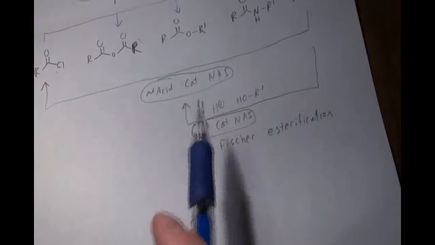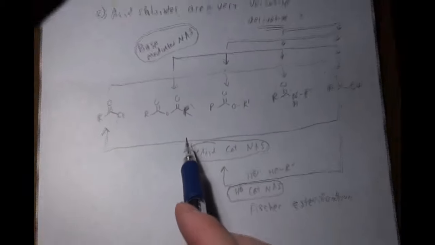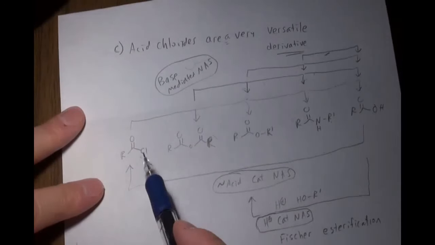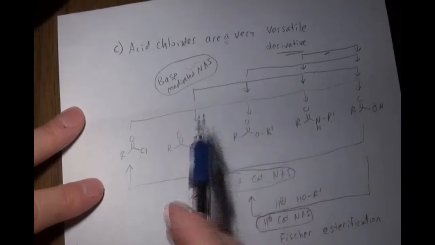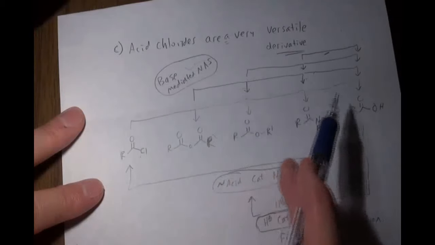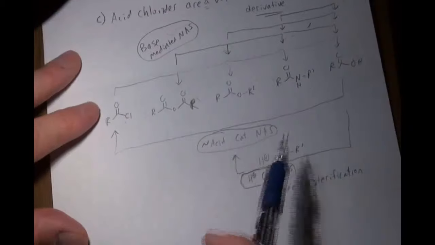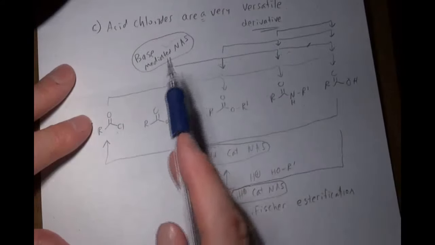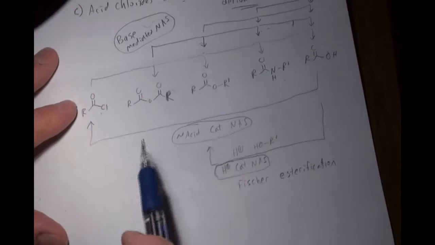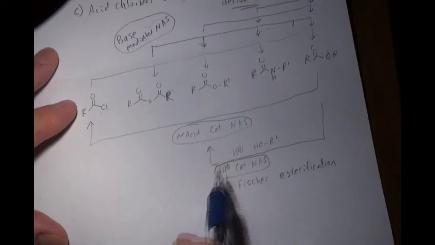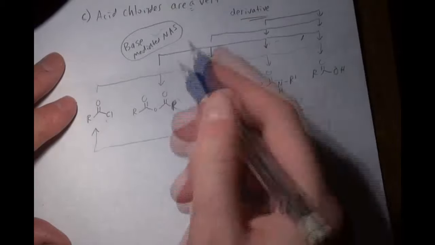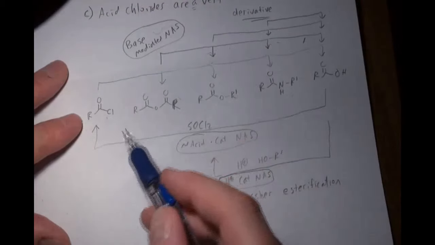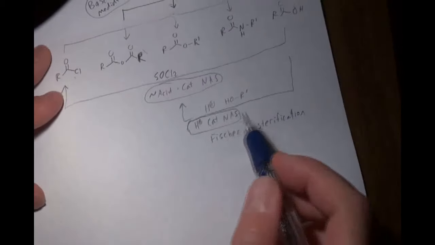Okay, so we're still in the acid chloride section. I'm trying to emphasize that acid chlorides can be converted to any of these other different things. It's basically through base-mediated NAS, right? And I can go from left to right really easily with base-mediated NAS. If I'm going from right to left, it's this acid-catalyzed NAS. And the main two examples are SOCl2, which was carboxylic acid to the acid chloride, and then the Fischer Esterification.